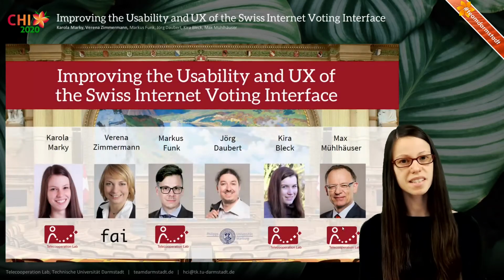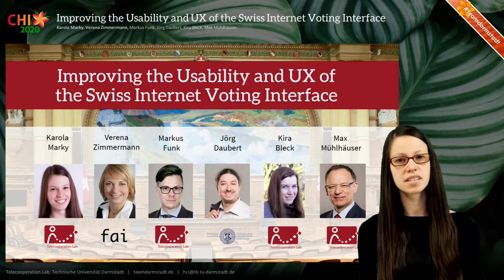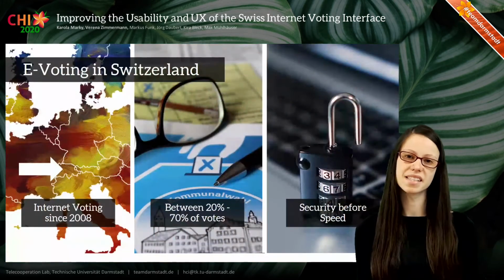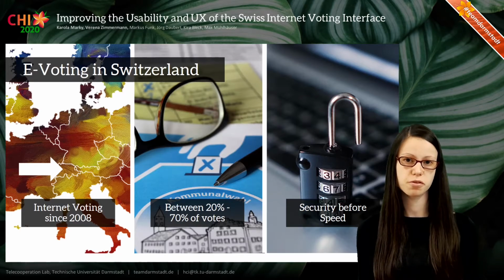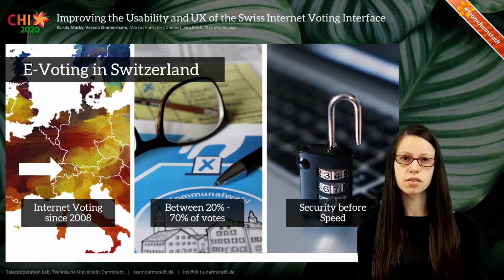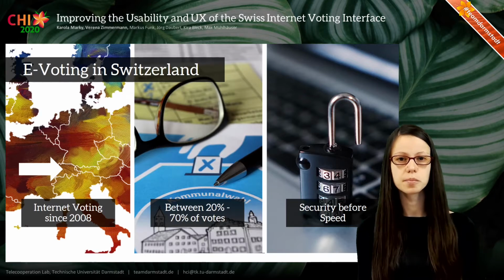In this short presentation, I give an overview on our work on improving the usability and user experience of the Swiss Internet Voting interface. Switzerland is located in Central Europe, and in 2008 the canton of Neuchâtel introduced internet voting for expats. In 2019, between 20% of residential votes and even 70% of expat votes were cast online.